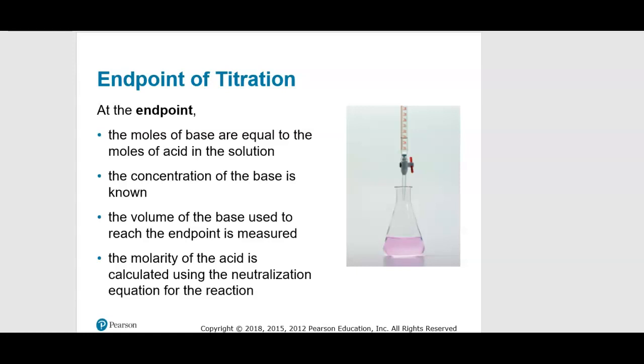So the moles of the base equals the moles of the acid in solution. The base meaning hydroxide, and the acid meaning essentially hydrogen ion, although whatever comes off as hydrogen ions. You measure the volume of the base and the concentration of the base, because that's what you're titrating with. You know the volume of the acid solution, and you're going to know the volume of the base used. Then the molarity of the acid is calculated from the neutralization equation for the reaction.